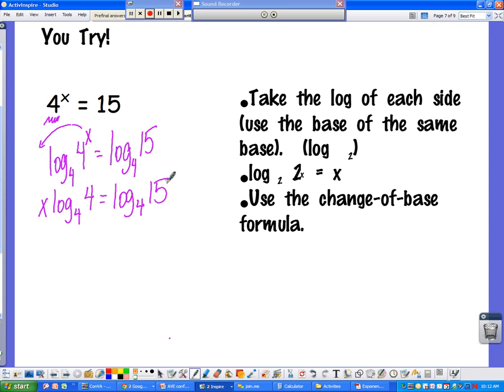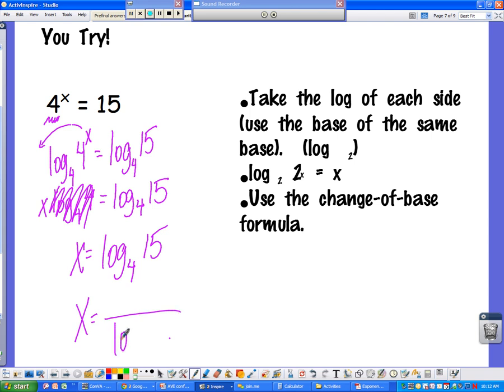Remember, anytime the base of the log and the original base, that number, is the same, they cancel each other out. So x equals log base 4 of 15. And the last and final step is, once you get it to that phase, it turns into a change of base formula. So remember, the base goes in the basement, and it turns to log 15. All right, so let's go ahead and evaluate that.